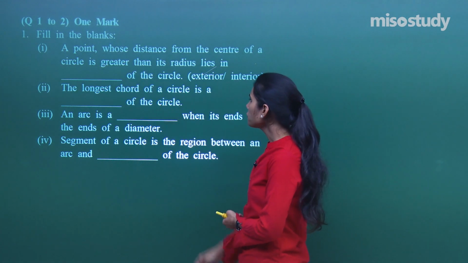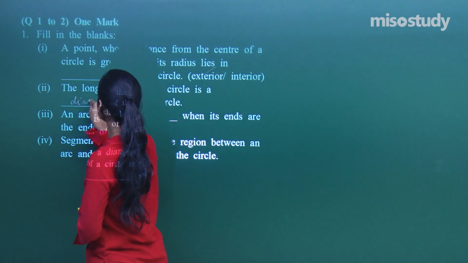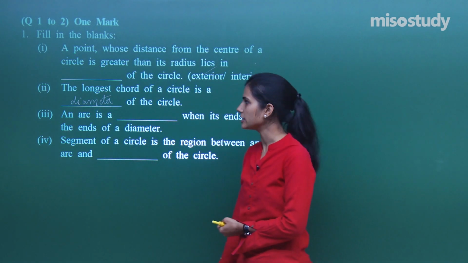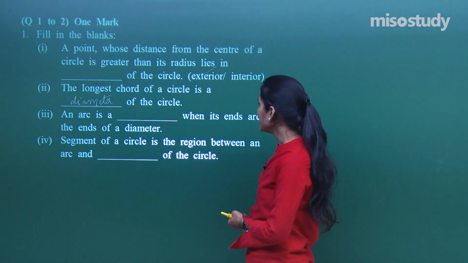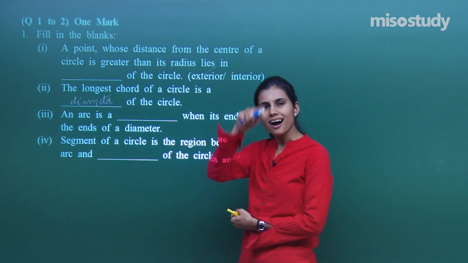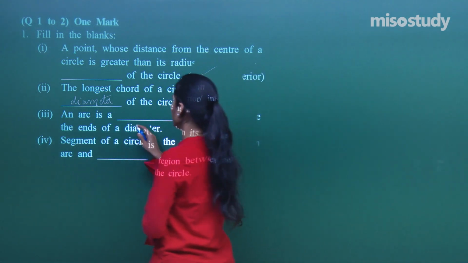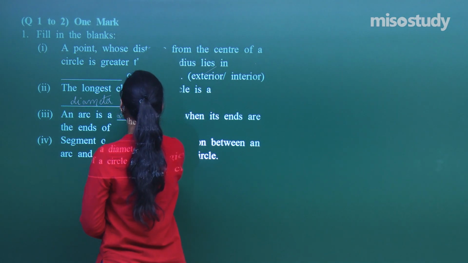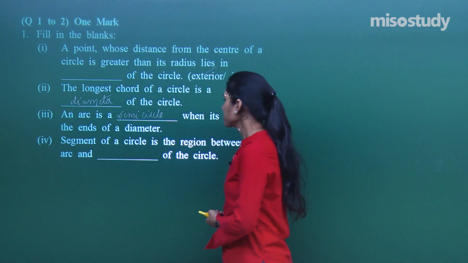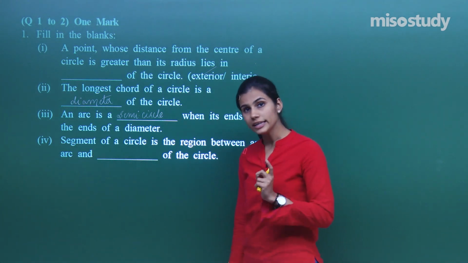The longest chord of the circle is what? It is nothing but the diameter. You know this, passing through the center of the circle. An arc becomes a semicircle when its ends are the ends of a diameter. So this blank is semicircle. Segment of a circle is the region between an arc and the corresponding chord.